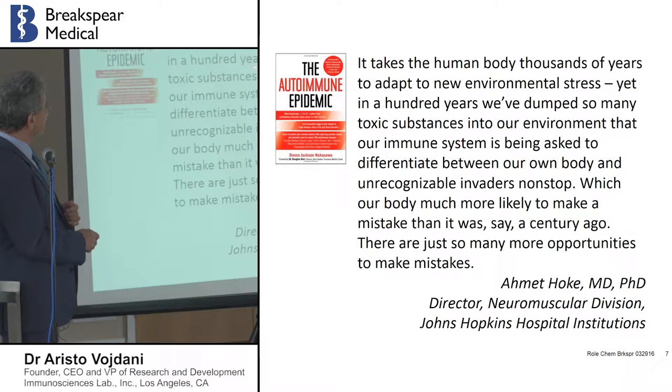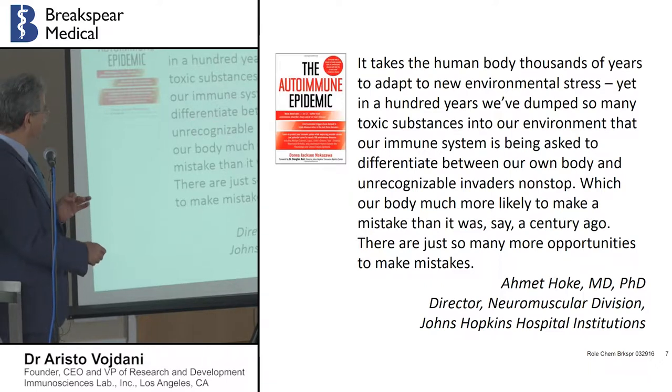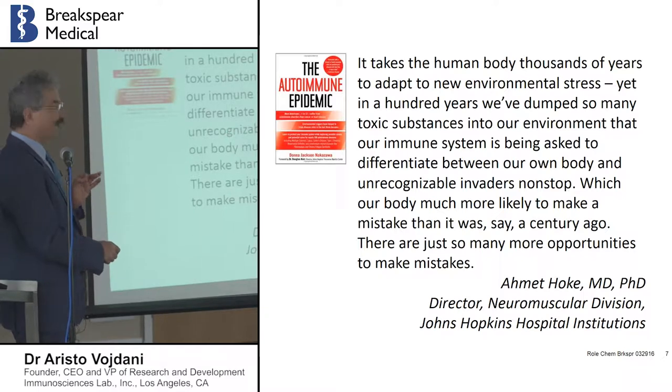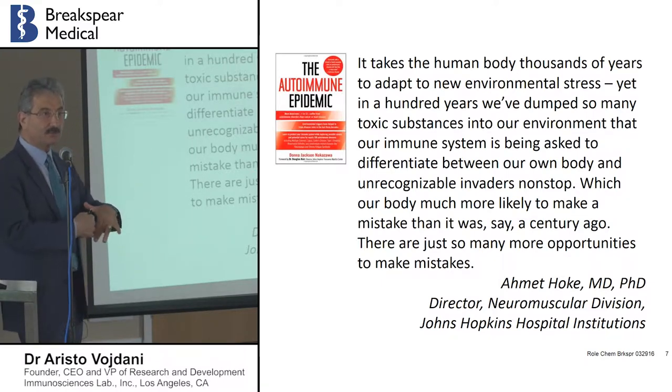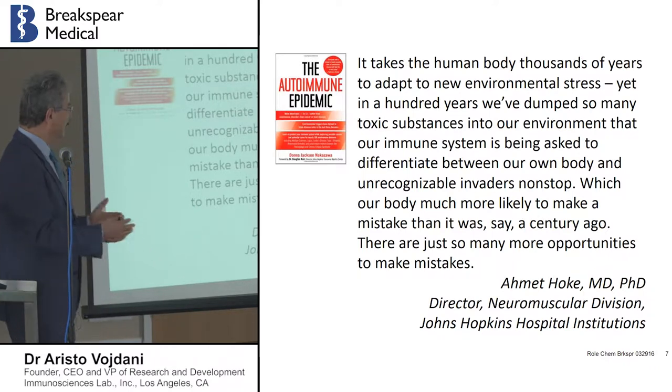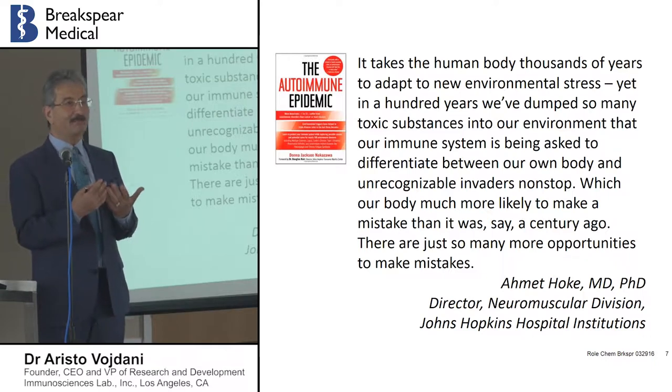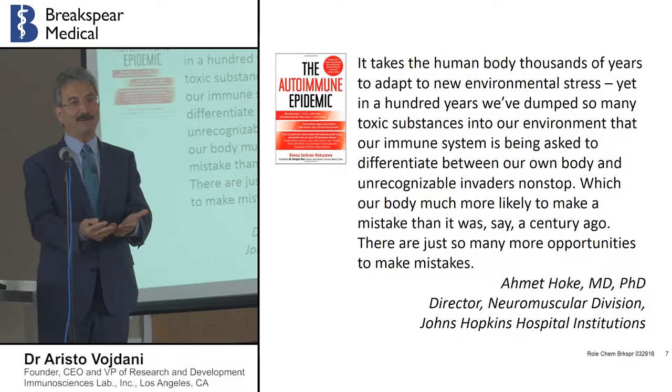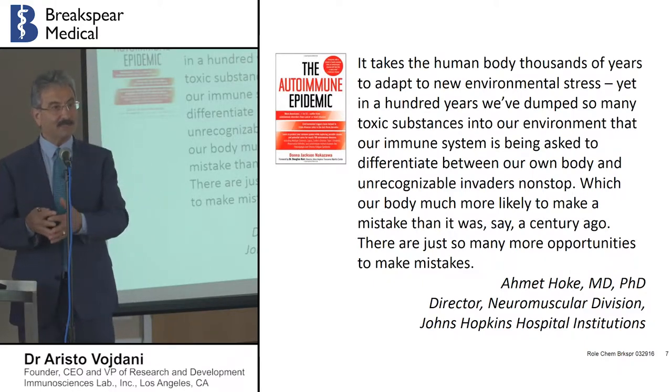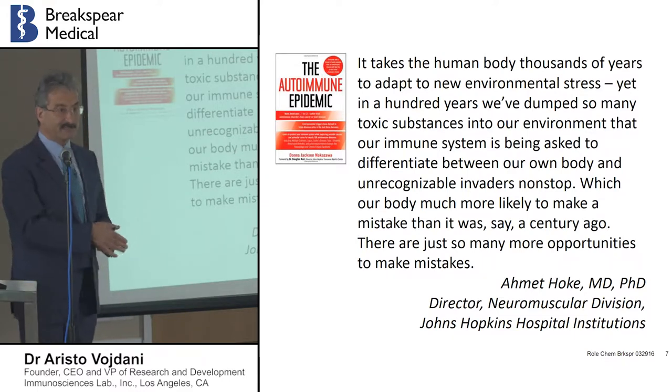Yet, in 100 years, we have dumped so many toxic substances into our environment that our immune system is being asked to differentiate between our own body and unrecognizable invaders nonstop, which makes our body much more likely to make a mistake than it was. Meaning if more chemicals are attacking your tissue, your immune system is going to make a mistake. They say that, compared to a century ago, there are just so many more opportunities to make mistakes. And we have been preaching about this for almost 30, 40 years through the American Academy of Environmental Medicine: chemicals and other environmental triggers are major contributors to autoimmune diseases.